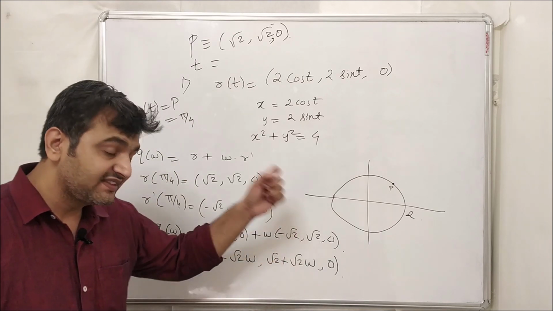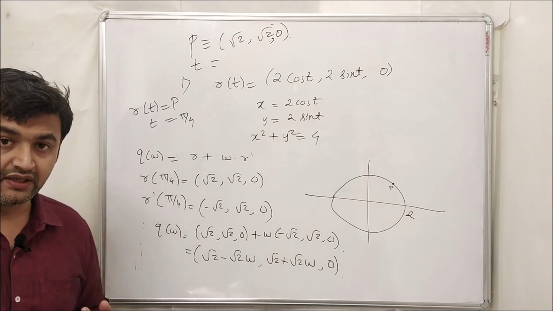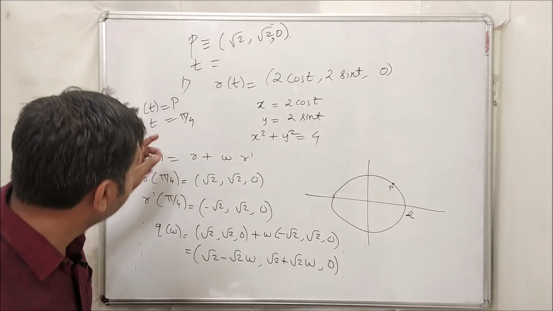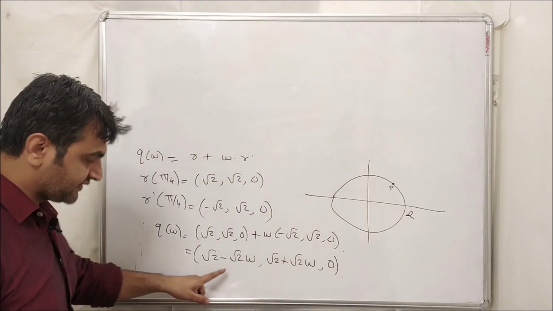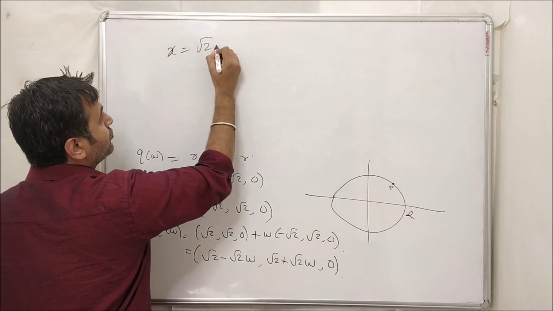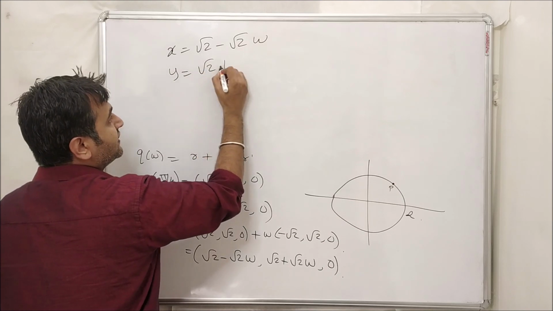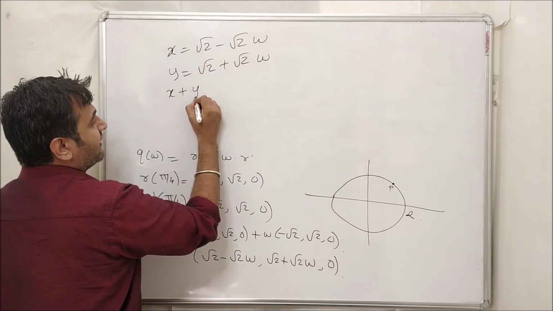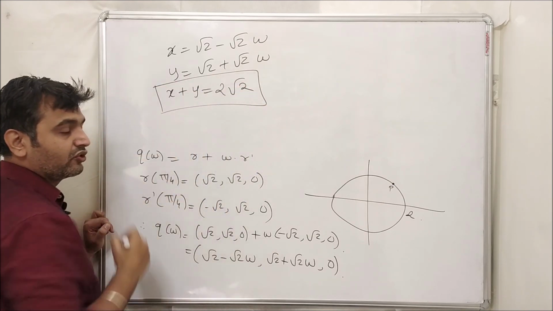Now how do you sketch it? That is the question. For that you should know the equation in terms of x and y. Now if you see over here, what is your x? So let me erase this part. This we don't need now. So what is your x? It is this first component. So your x is equal to root 2 minus root 2 w, and your y is root 2 plus root 2 w. Now if you add these two, you get x plus y is equal to 2 root 2. And now you draw this line.